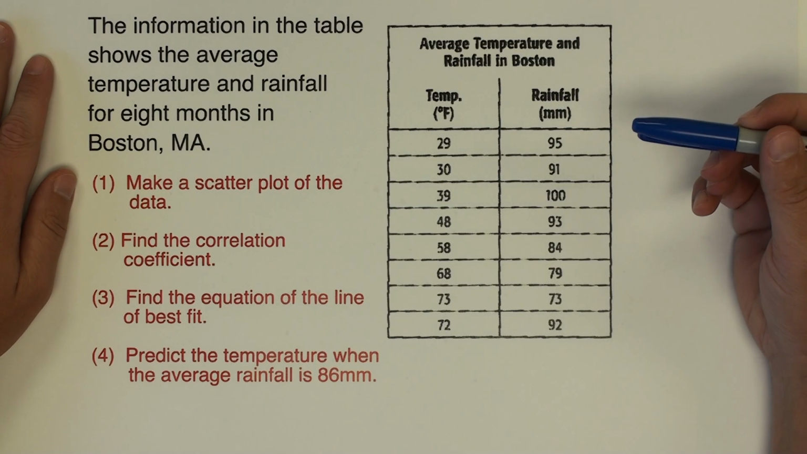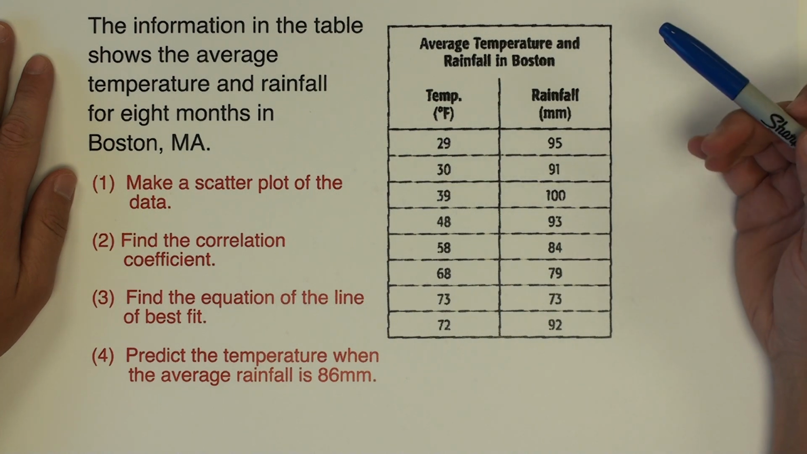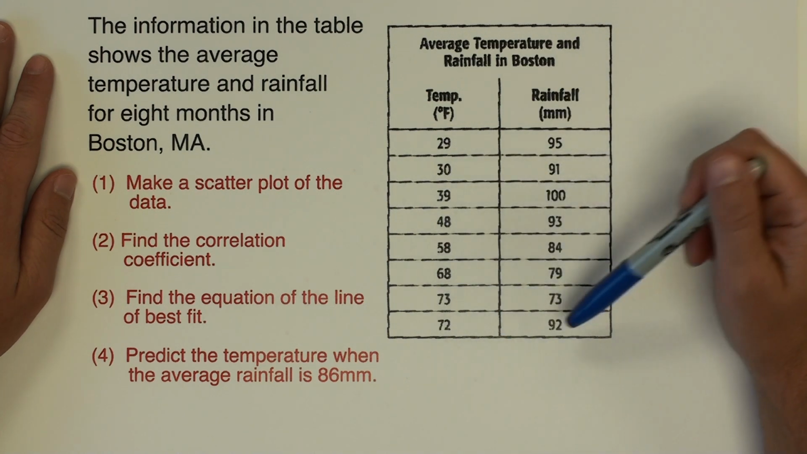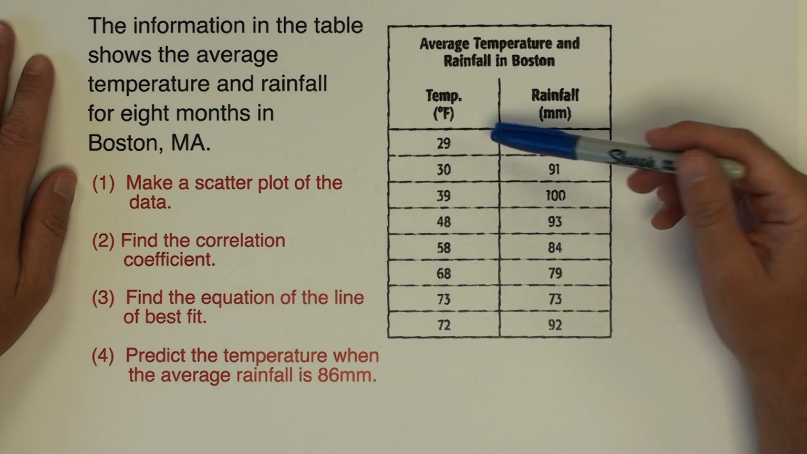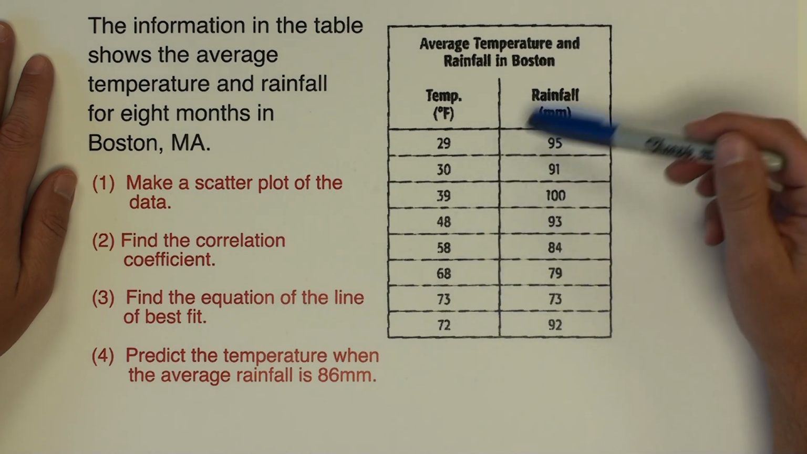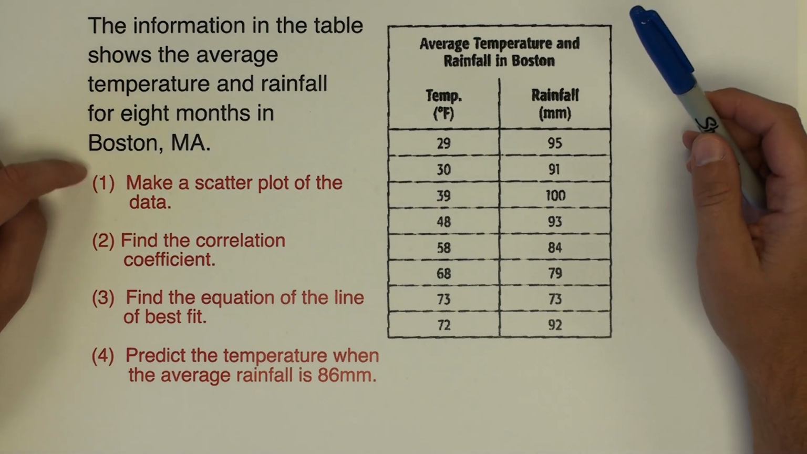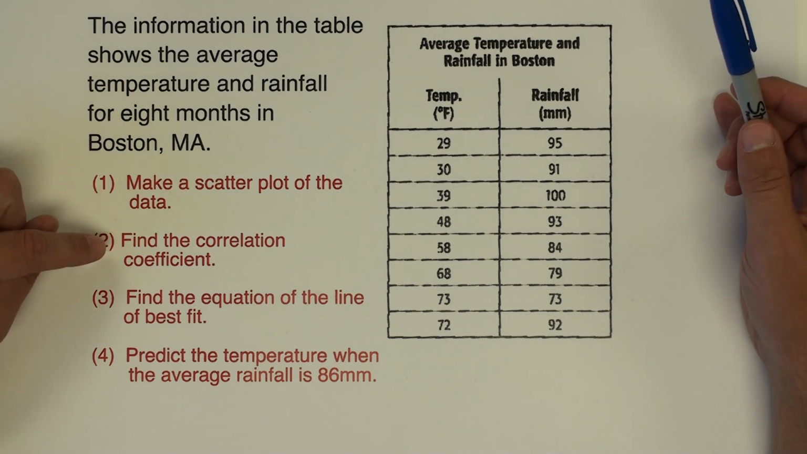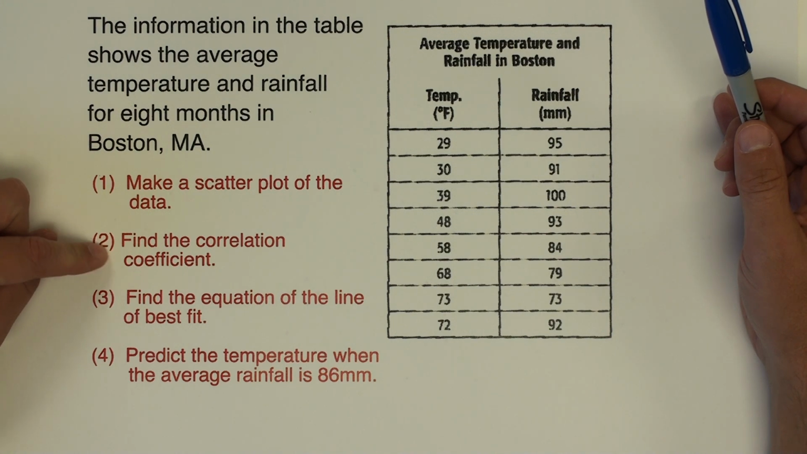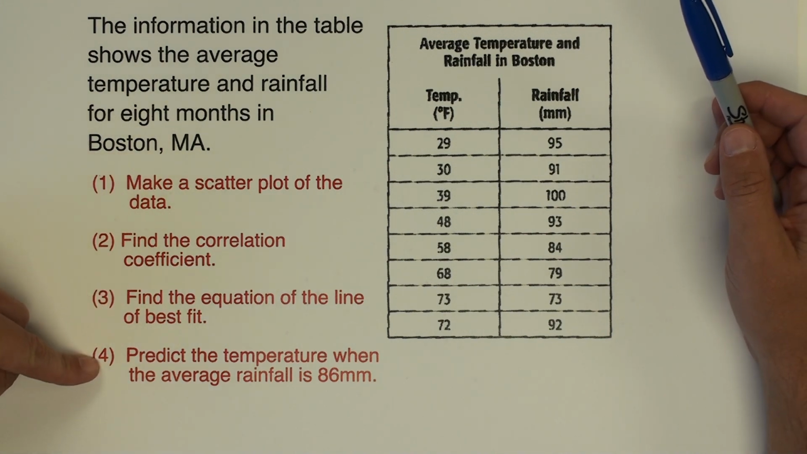Okay, this final example problem, similar to the last one, has some information presented in a table. The table is showing the average temperature and rainfall for 8 months in Boston, Massachusetts. We were asked to make a scatter plot of the data, find the correlation coefficient, find the equation of the line of best fit, and then predict the temperature when the average rainfall is 86 millimeters.